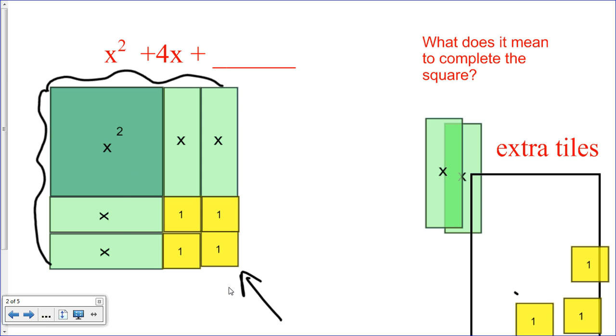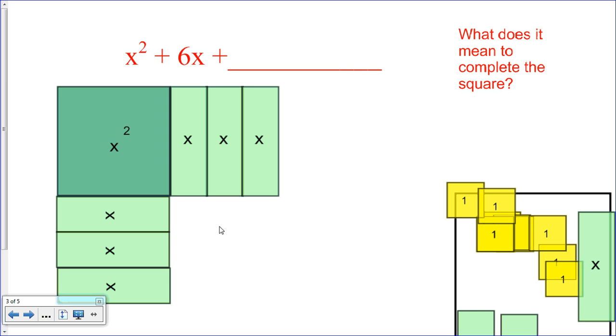So I need to now change my algebraic expression into saying not just x squared plus 4x, but also plus 4. This completes the square. This helps us complete the square. So we need that part in order to complete our square. Okay, let's go ahead and do the next one.